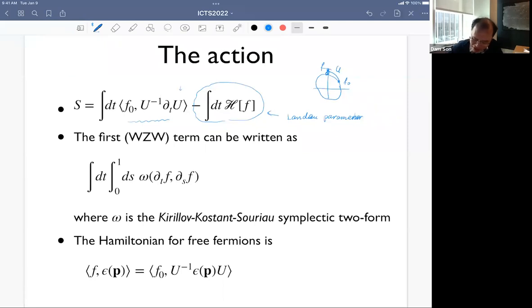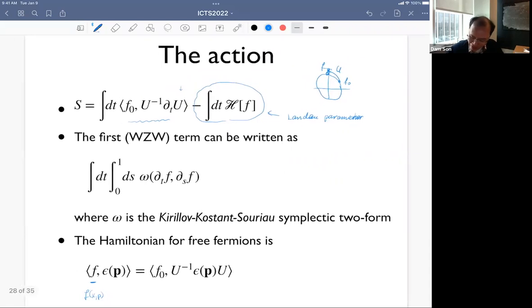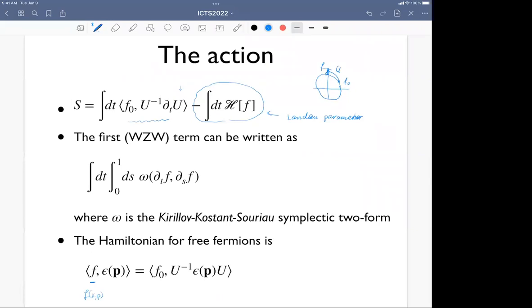For free fermions, the Hamiltonian is just a scalar product of our distribution function with the energy of the quasi-particle. Okay, so if we write down the equation of motion from this action, we can see that this is actually the kinetic equation. For free fermions, we reproduce Liouville's equation, for example. Sorry, the symplectic form you're talking about, is this a canonical symplectic form on the coadjoint orbits of G star?